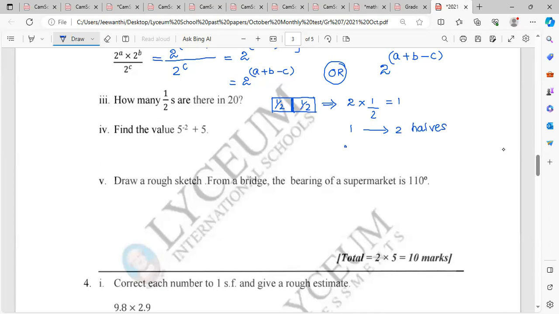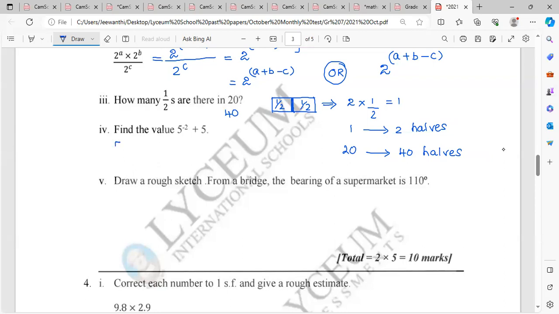For 20 loaves of bread, if I have them, what will happen? It becomes 40 halves, right? So they are asking how many halves there are in 20. So you can find 40 halves in the 20. So you want to get that simple structure like this. Then the next one, you want to find the value of this.